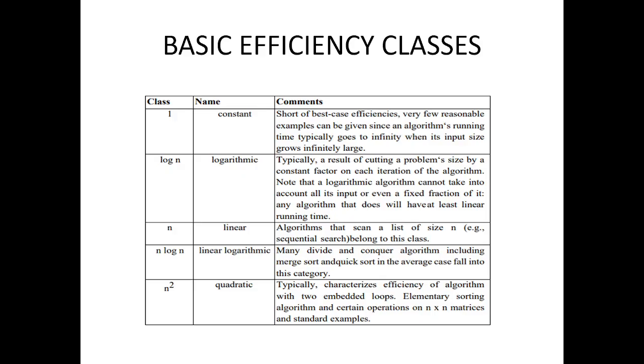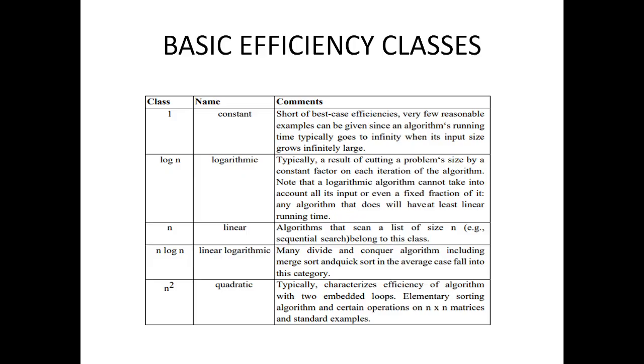So this is a tabular column for calculating basic efficiency classes. The one represents the constant value, because it is the best case. It represents that the algorithm running time stays constant when its input size grows infinitely large. The constant will happen when the output is not dependent on the input size.